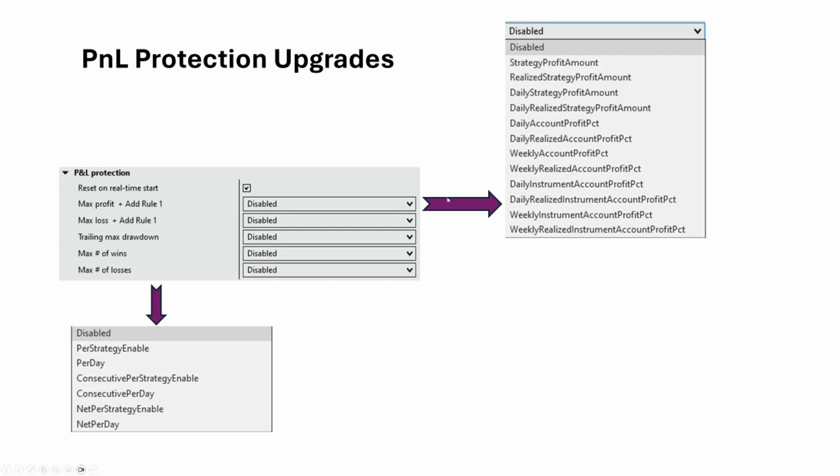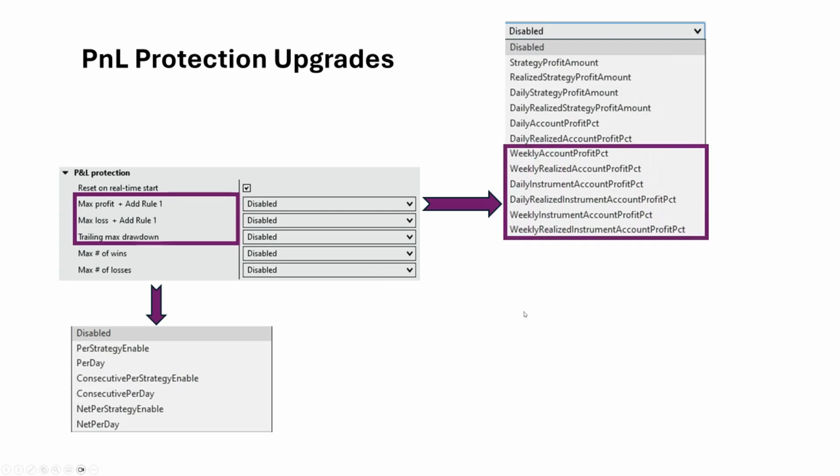So the P&L protection upgrades first. So first of all, we've added more additional rules. So max profit rules, you could just choose one before, and we'll go through an example soon where you can add more than one max profit or max loss rule. And we've also added some additional options in here.